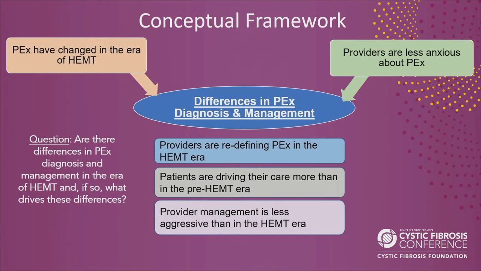So this diagram is a general overview of each of the themes that we identified, and I'll be reviewing the themes and sub-themes with exemplar quotes throughout the remainder of my discussion. But the two themes outlining factors that influence the management of exacerbation diagnosis and management were that exacerbations have changed in the era of HEMT and that providers are less anxious about exacerbation outcomes. And we identified three themes describing differences in exacerbation diagnosis and management, and they were that providers are redefining exacerbations in the era of HEMT, that patients are driving their care more than they did in the pre-HEMT era, and that provider management is less aggressive than in the pre-HEMT era.